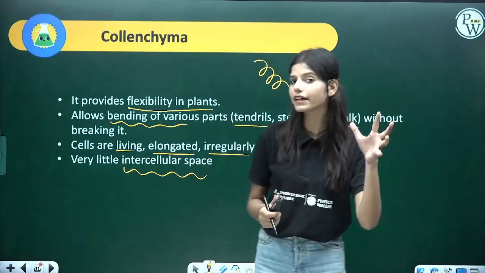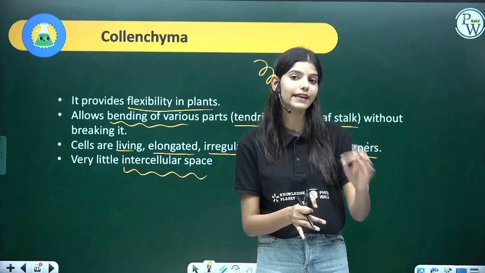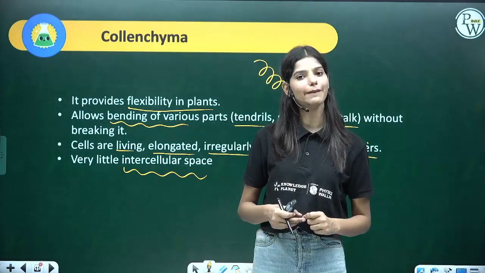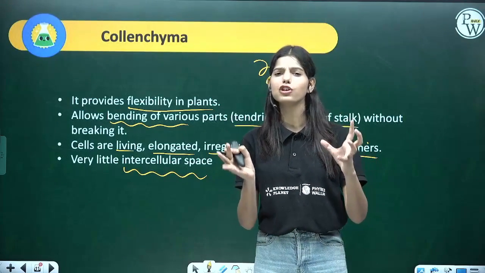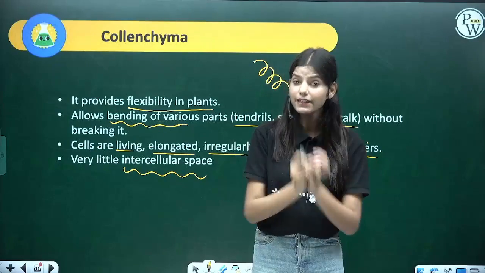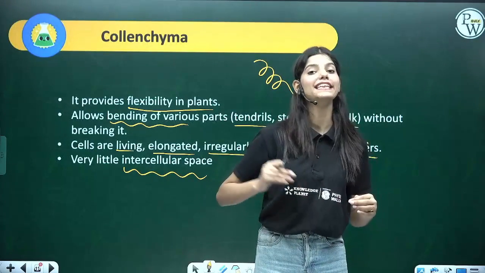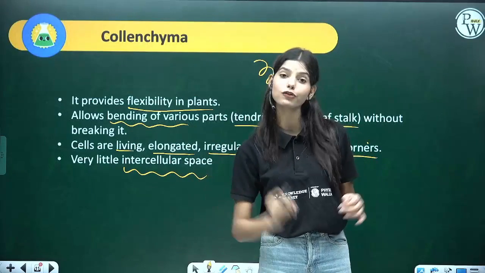Also, guys, they have very little intercellular space. In the case of Parenchyma, the cells are loosely arranged, and that's why they have intercellular spaces. But in the case of Collenchyma, the cells are compactly arranged, and because they are compactly arranged, they have no intercellular spaces or negligible intercellular spaces.